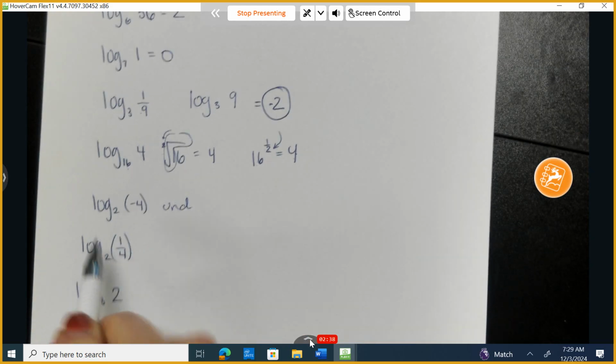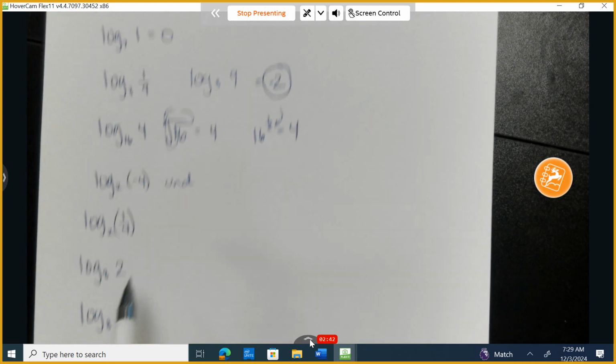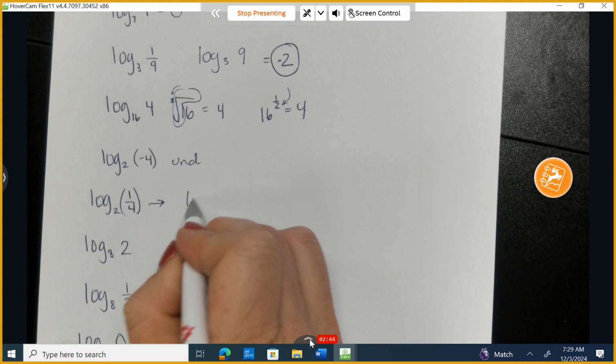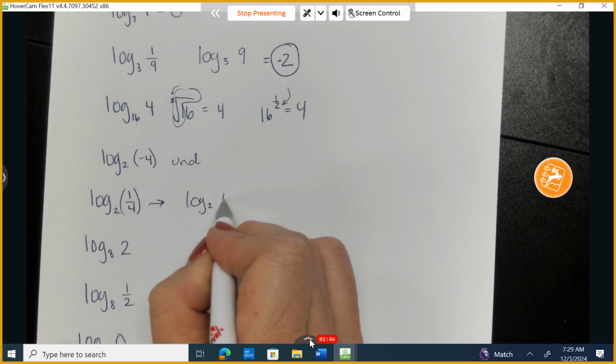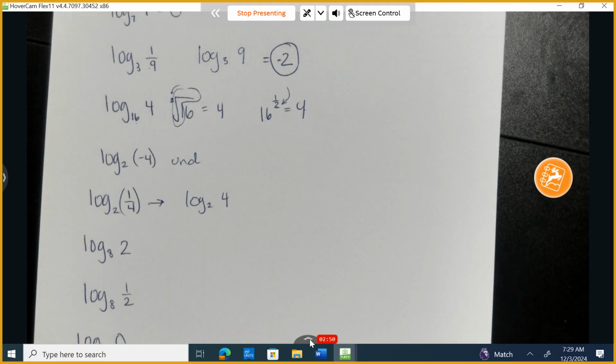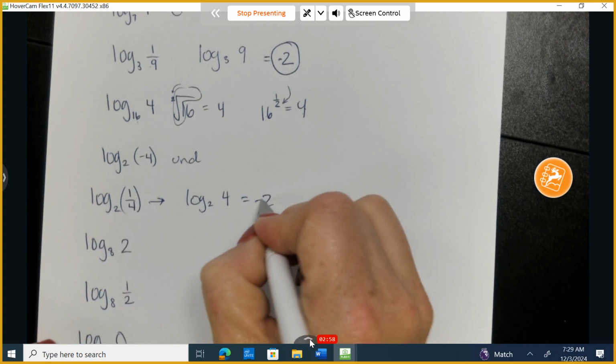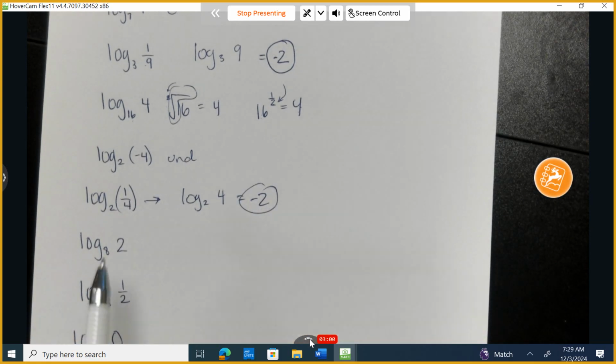Okay, this one is very similar to this one, and I wrote it down twice because it confuses students so often. So I'm thinking of this as log base 2 of 4, and I'm saying to myself, 2 raised to what power is 4? 2 to the second power is 4. Okay, that's easy enough. But we can see the 4 is not on top, it's on the bottom, making the exponent negative.